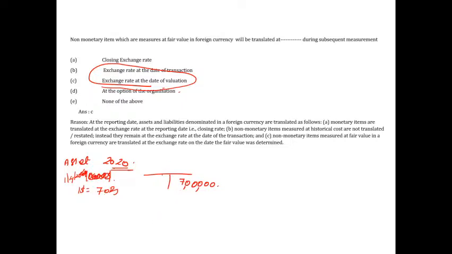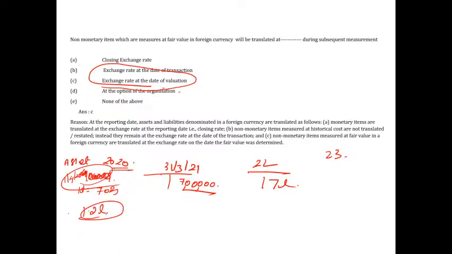Now this is on 31st March 2021. I reported 7 lakhs. Next year, 22, also I will be reporting it at 7 lakhs. I don't change it. In 23, what happened? I did the valuation for this particular asset. Now the revalued figure was around, say, 1.2 lakhs. Now what is the rate, guys? I did the revaluation on, say, which date will I take? This is 31st March 2022. This is 31st March 2023.